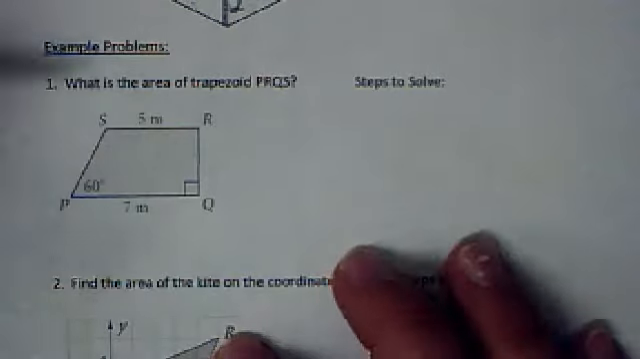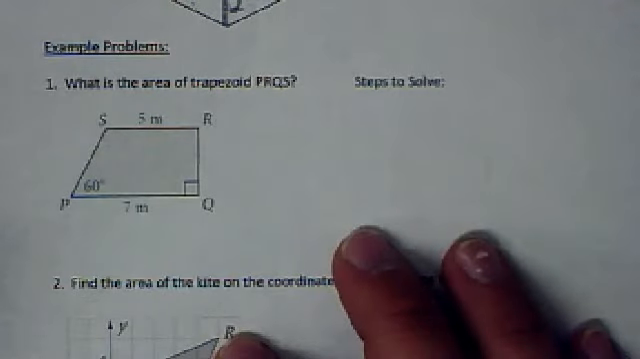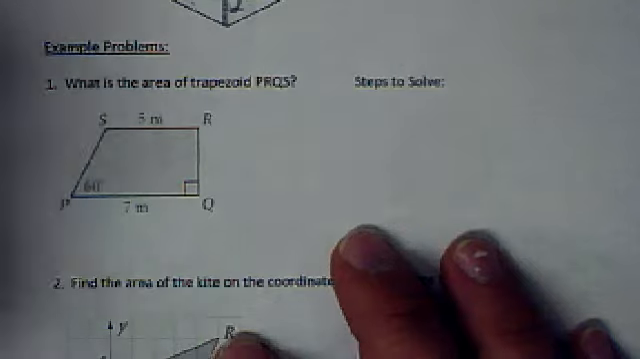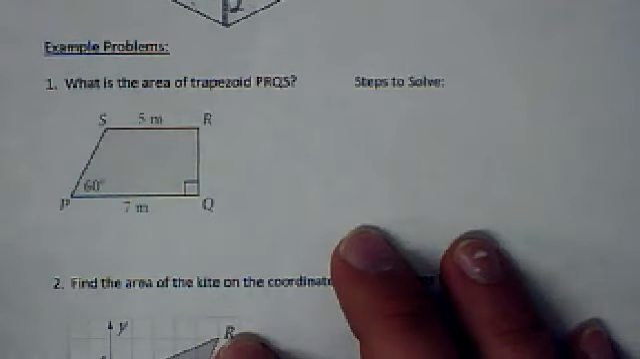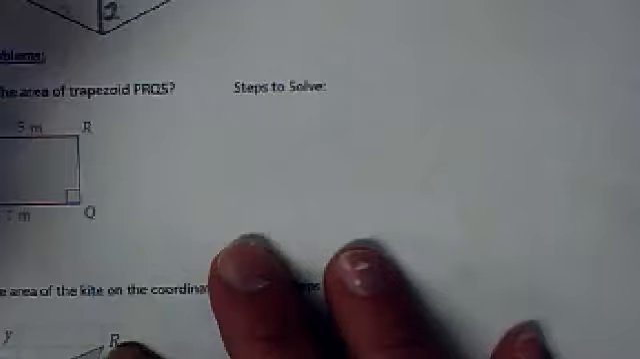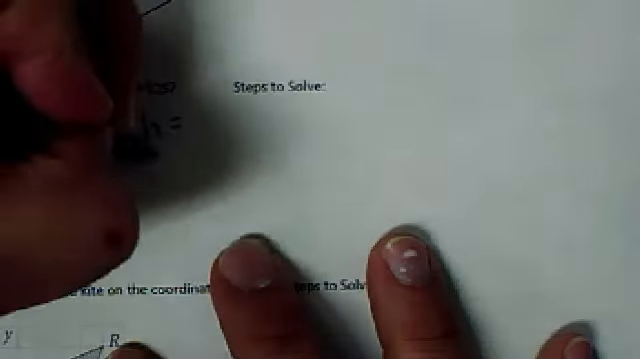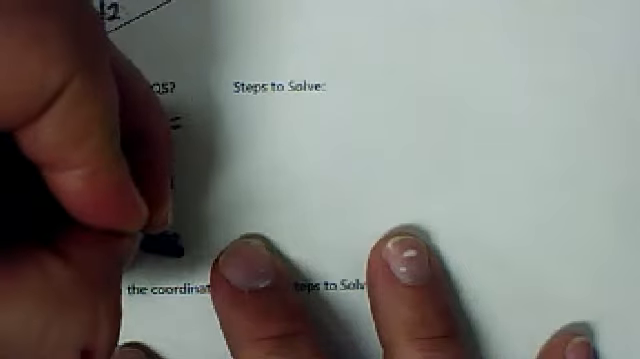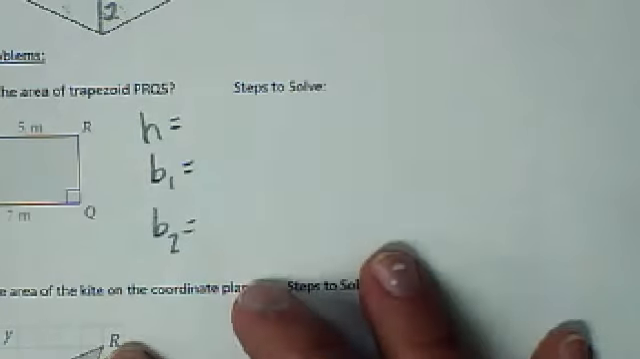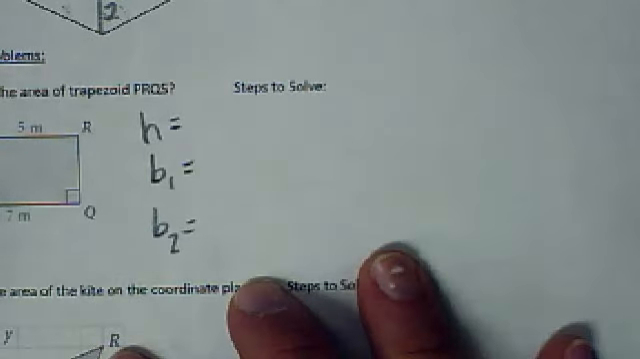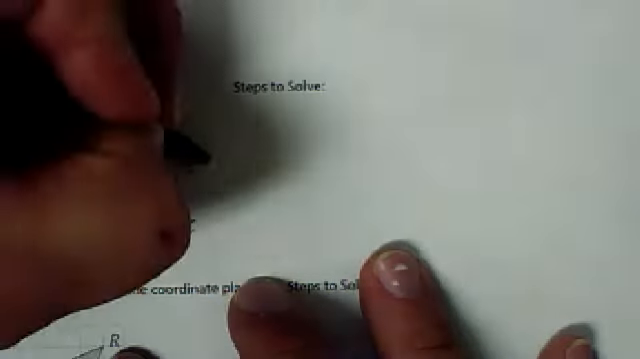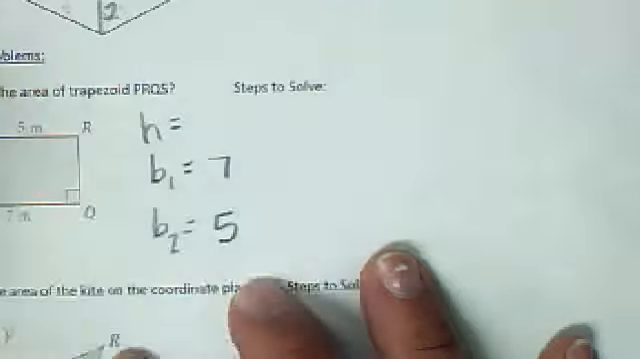Example problem number 1. What is the area of trapezoid PRQS? So things I know that I need for my trapezoid: I know I need a height. I know I need a base 1 and a base 2 length. So here I have a base 1 length of 7 and a base 2 of 5. So I can say 7 and 5. Those are interchangeable.